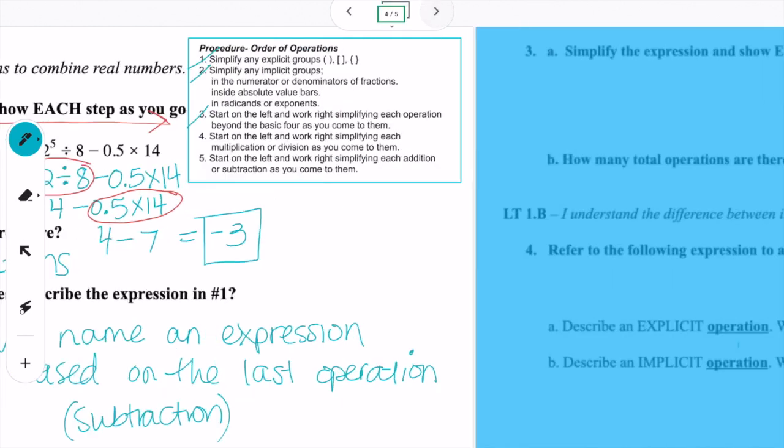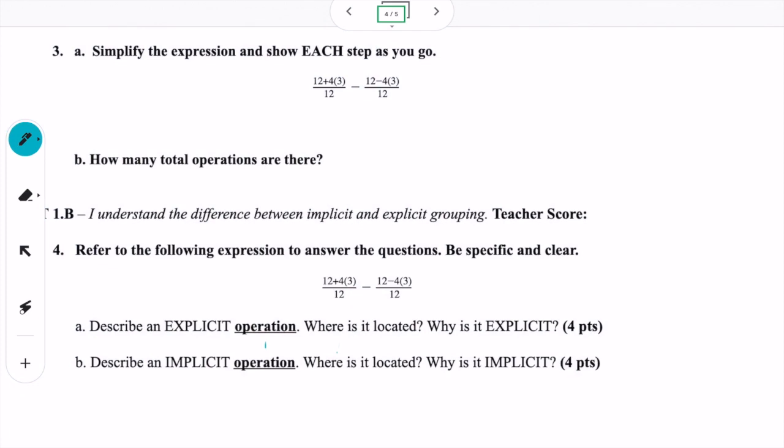Let's move on to question 3, another simplifying one. This one has a set of parentheses, but there's nothing inside of the parentheses to simplify. So we'll move on to our implicit groups. There are 2 implicit groups. This is an implicit group, and this is an implicit group. Because they're in the numerator of a fraction, we need to simplify the numerators before we can do anything else.